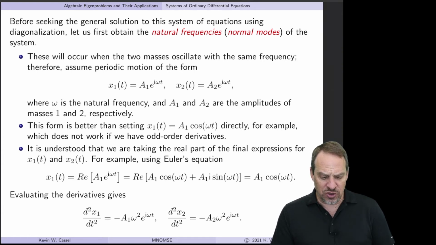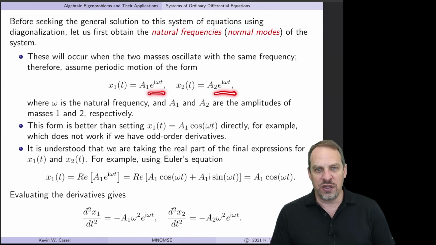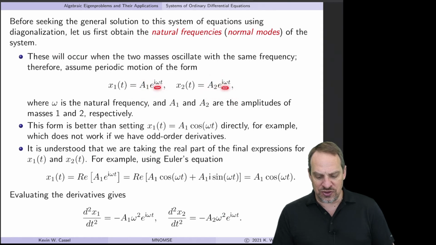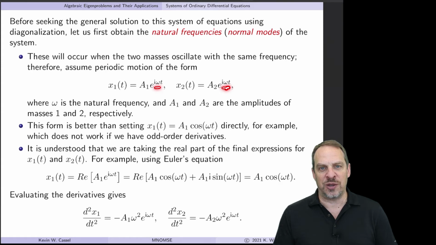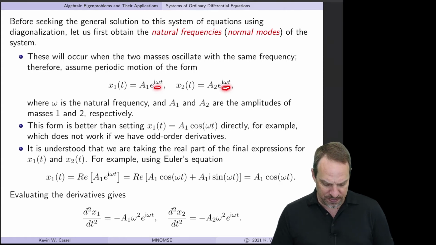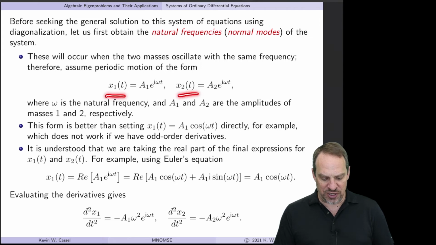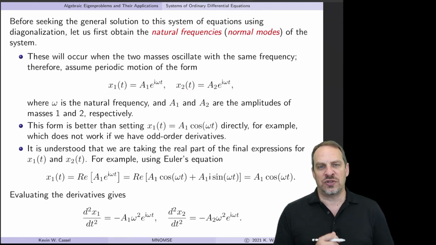The point is we're going to hardwire into our solution that it has some amplitude, I don't know what it is, and it has the same frequency in both. So both x1 and x2 are oscillating with the same frequency, omega. Okay, so we're going to substitute those solutions, x1 and x2, into our system of two second order ODEs.